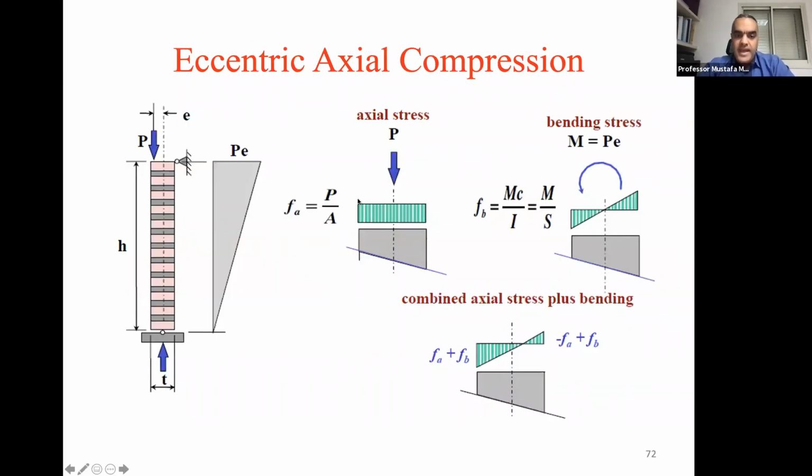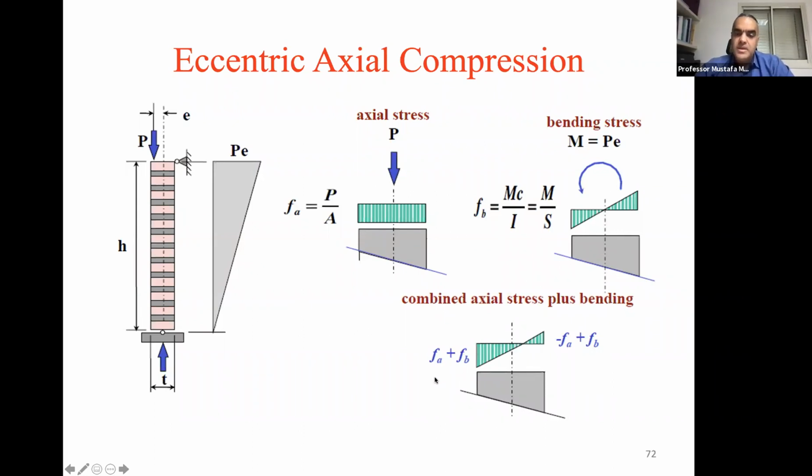So typically we do have eccentricity on the wall. Okay, so the axial load gives P over A. That's one calculation that we have to make. And then due to the eccentricity, we have a moment. So that's MC over I or M over S. This will add compression to one side and we'll have tension on the other side. Okay, so as you can see here, we have F sub A plus F sub B. Here we have minus F sub A plus F sub B. So here we have the axial load plus the bending stress, and here we have both in compression. You have one tension, one compression. Here you have both in compression.